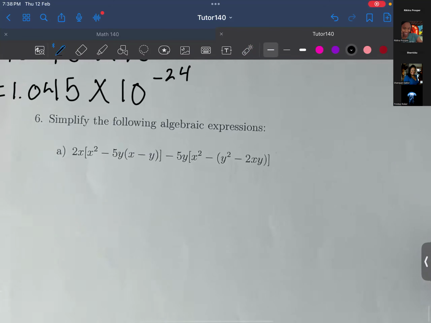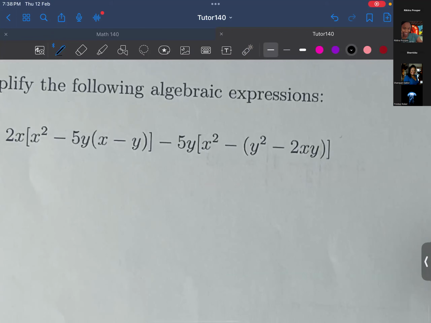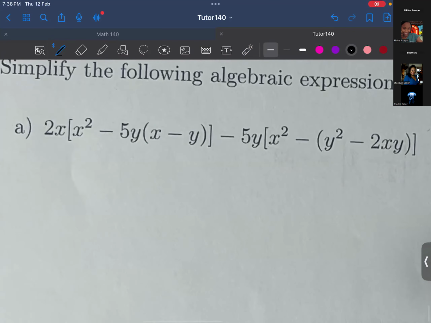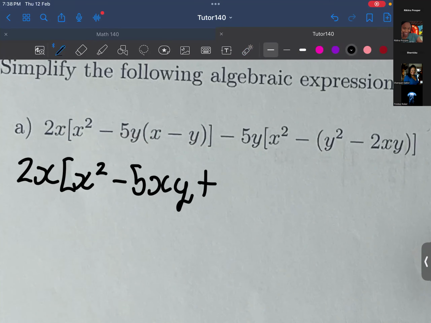So simplify the following algebraic expressions. For this, it's a little tricky, but you want to start from the inside out. So you want to start from the inner grouping all the way out. So 2x, open bracket, x squared. You're going to multiply this minus 5y by x. That gives you minus 5xy. Then you're going to multiply this minus 5y times this negative y. That'll give you positive 5y squared.